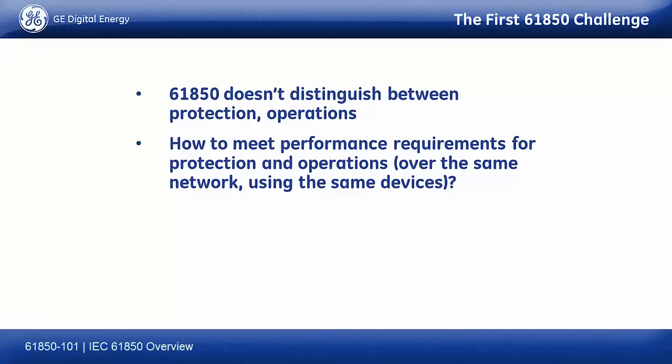So this is one of the first challenges we see when we look at 61850. 61850 doesn't distinguish between these two, because what I described for protection and operations are application requirements, and 61850 doesn't talk about application requirements. It talks about how to do things, right? So the first challenge is, since they don't distinguish protection from operations, how do I meet those performance requirements for protection and operations? Now I'm going to use the same network and maybe the same devices to do this. And what does it matter? So let's figure that out, right? What can be done?